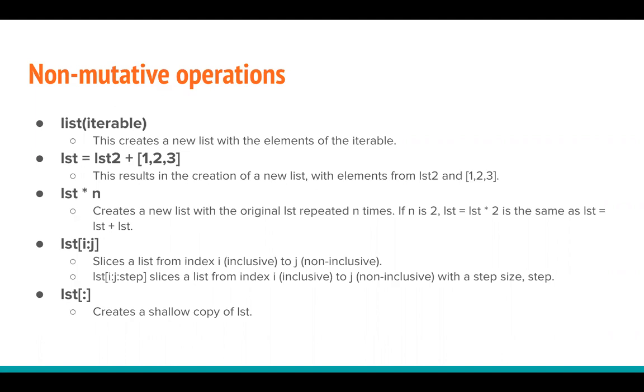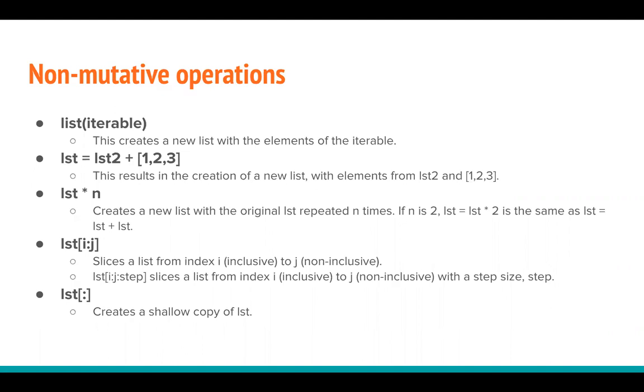Slicing also is non-mutative. It will always create a shallow copy. And you can slice from index i inclusive to index j non-inclusive. Both i and j are optional. If you leave out i, it will start from the very beginning of the list. If you leave out j, it will go all the way to the very end. There's also an optional step argument for a third one.